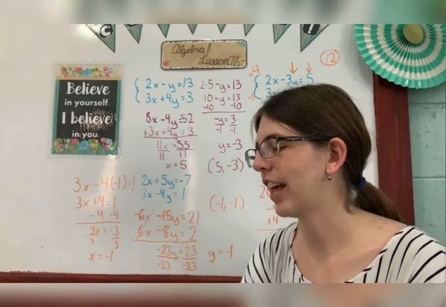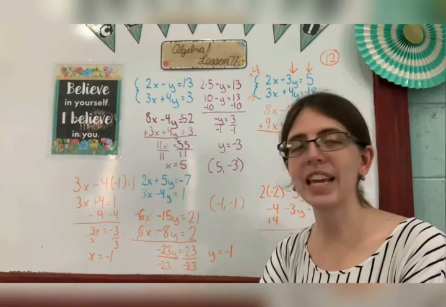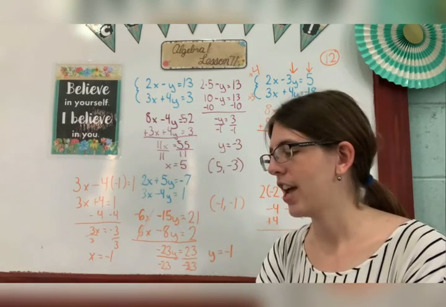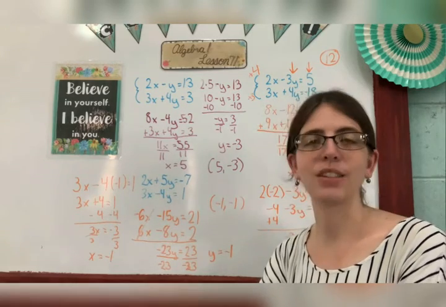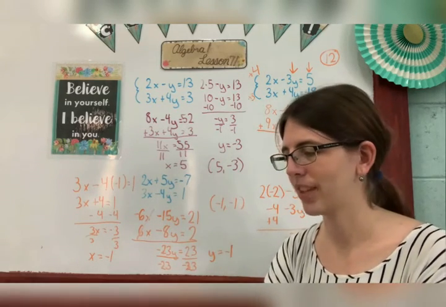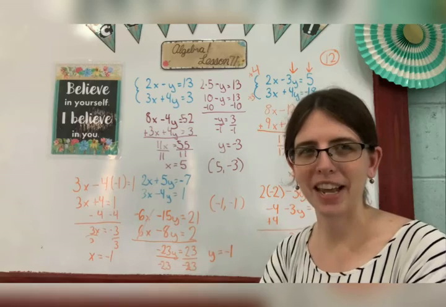All right, your answer for letter A should be x is 3 and y is -4. Your answer for letter B should be x is 1 and y is -4. Let me know if you have any problems and you need any help, okay?